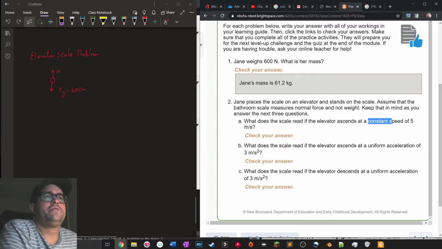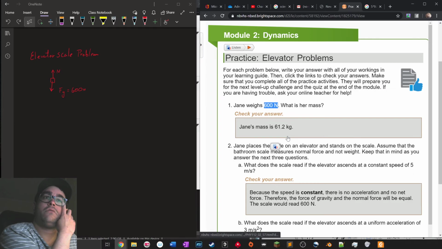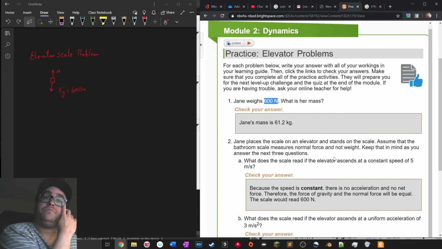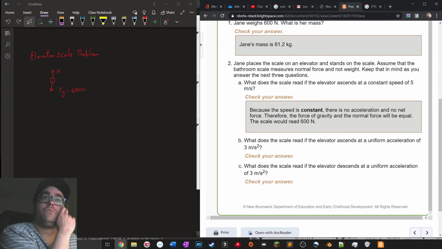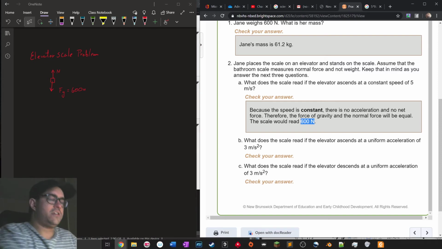So if it's going at a constant speed, there is no acceleration. The scale will read 600 Newton. There's no acceleration. It's literally like she's standing on it. So N is equal to 600 also, which is a normal force. The force that's pushing against her feet, to keep her up.